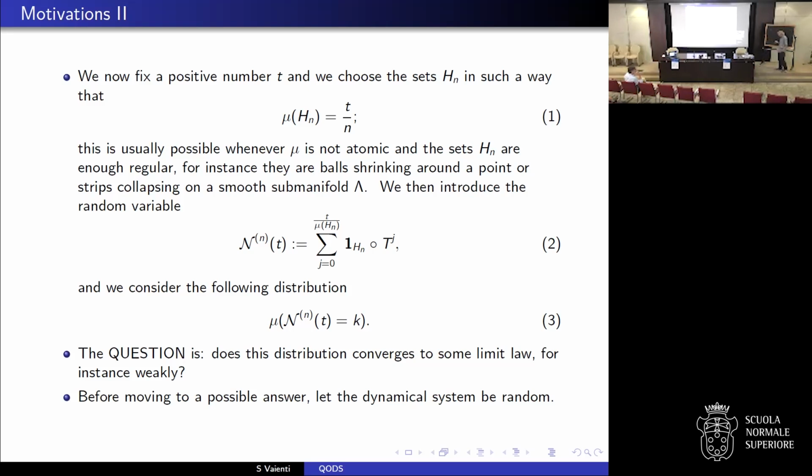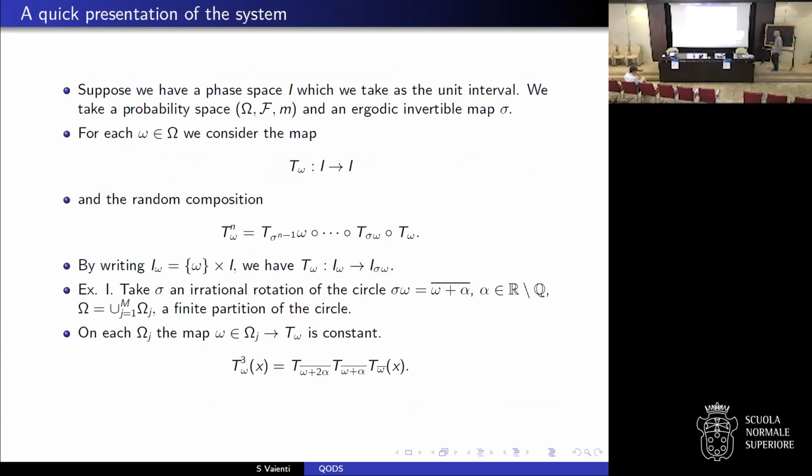And I presented it for the moment in the deterministic setting. Now let's go to the random setting. I can go fast here because there have already been several talks where people introduced and detailed what a random system is. In this case, the random system will be a quenched random system.